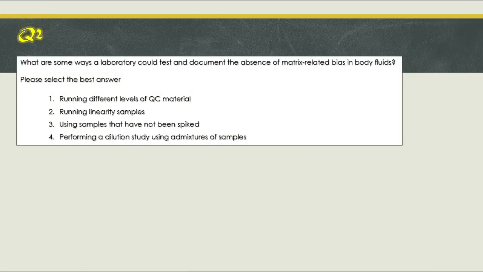Question 2. What are some ways a laboratory could test and document the absence of matrix-related bias in body fluids? Please select the best answer. 1. Running different levels of QC material. 2. Running linearity samples. 3. Using samples that have not been spiked. 4. Performing a dilution study using admixtures of samples.